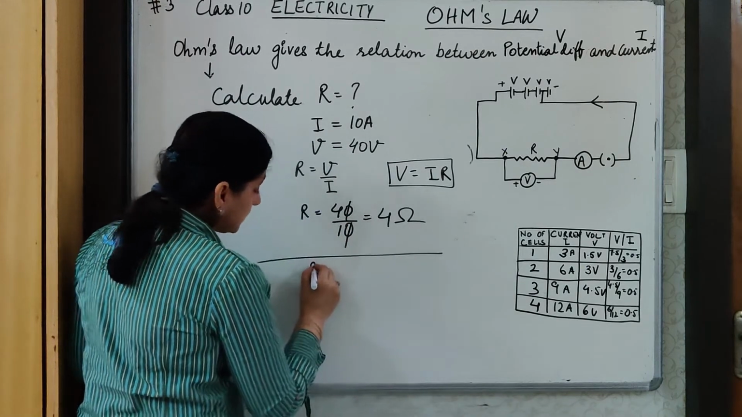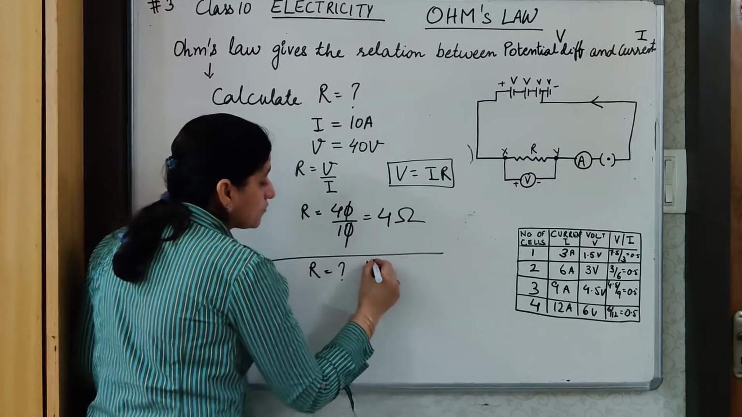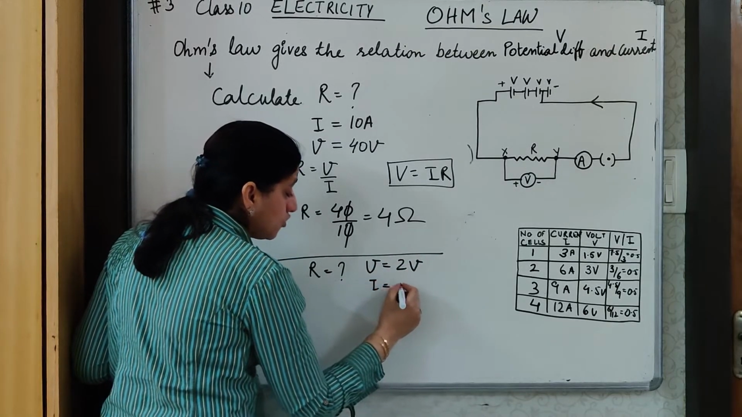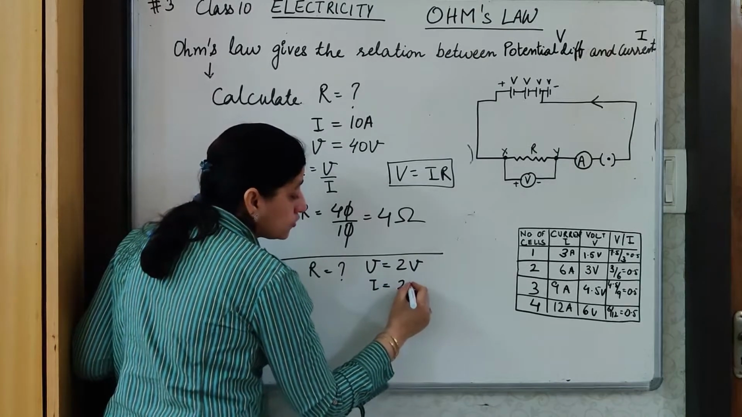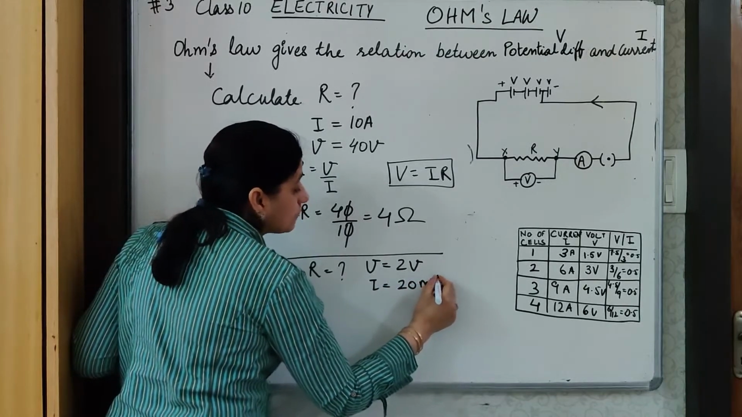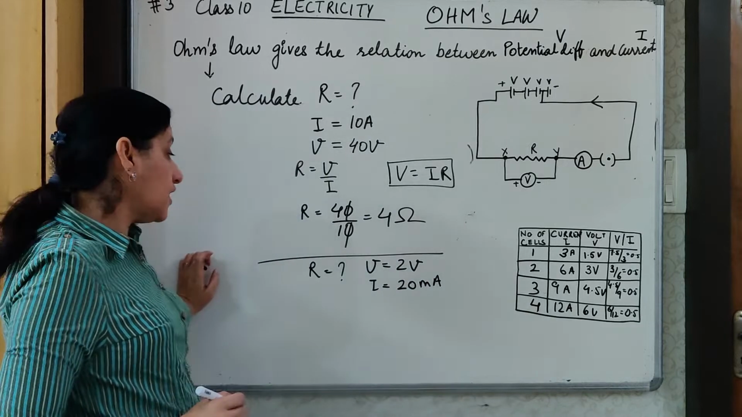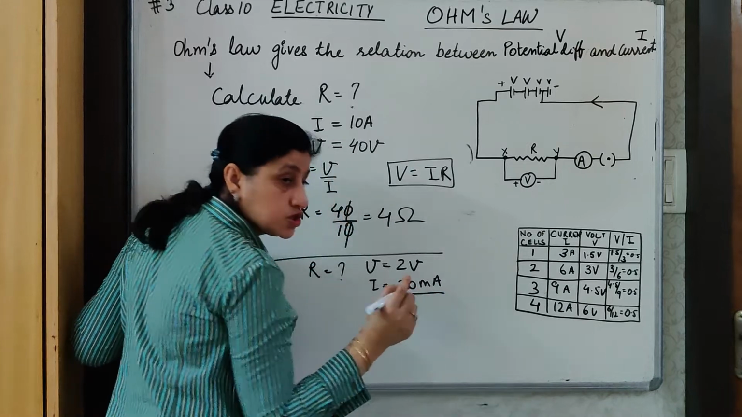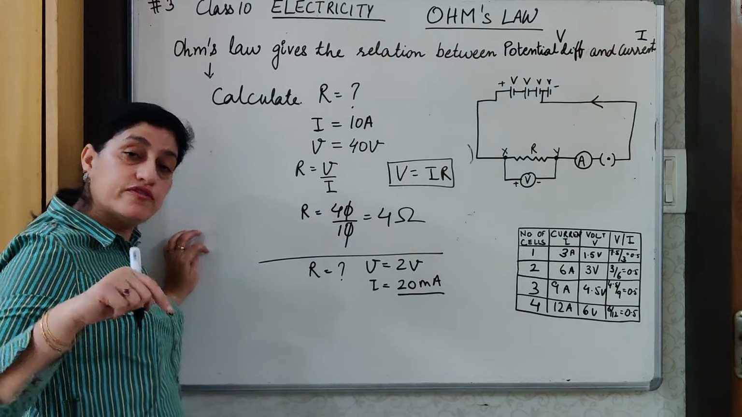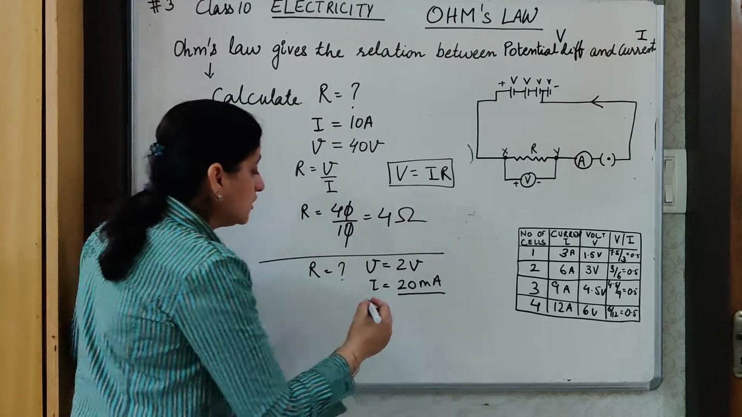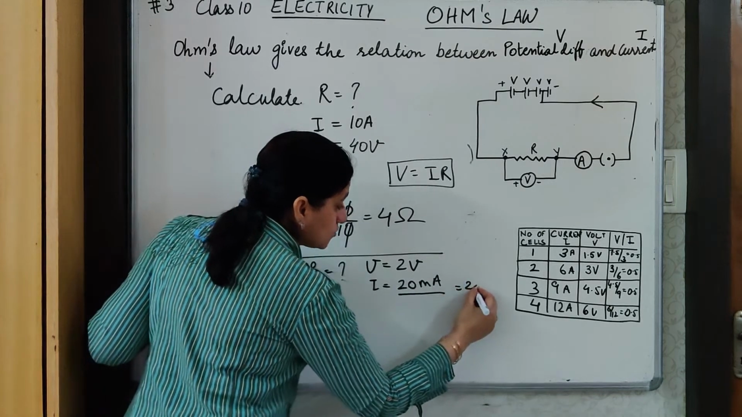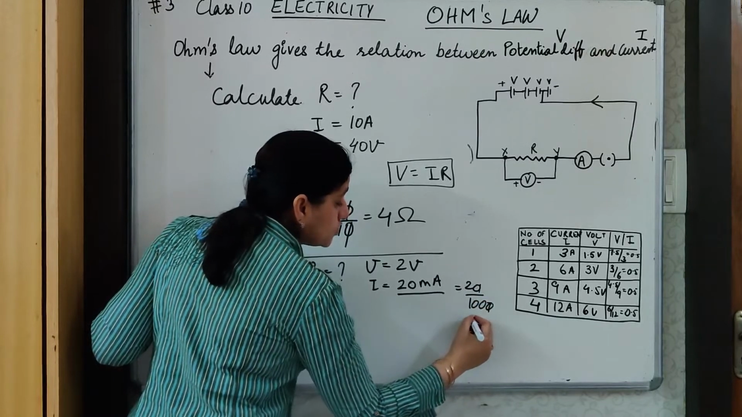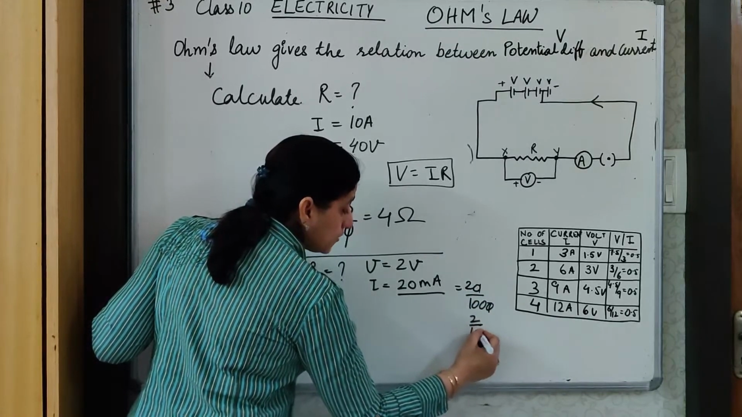Suppose it is given: calculate the resistance if the potential difference is 2 volt when a current of 20 milliampere is supplied. Now, the moment I view this question, I see this is not in the SI unit. So, I will first convert it to SI unit, which means divide by 1000. So, 20 upon 1000 gives you 2 upon 100.